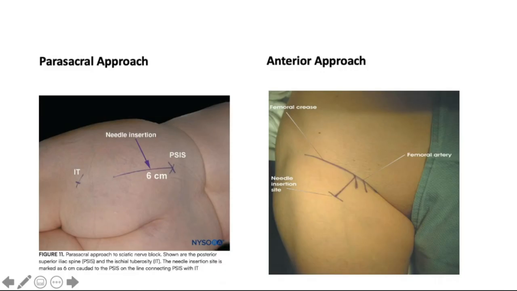Then lastly will be the anterior approach. For the anterior approach, the patient will be in a supine position. Then, along the femoral crease, we feel the femoral artery pulse. Subsequently, about 4 cm away from the femoral artery will be the needle insertion site.